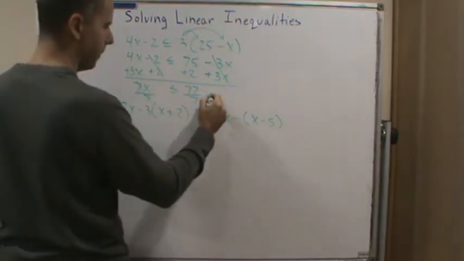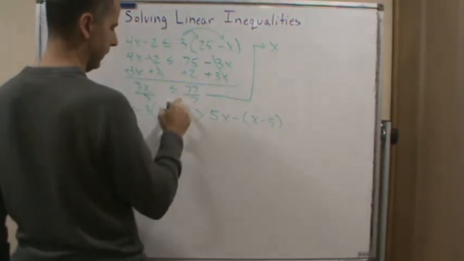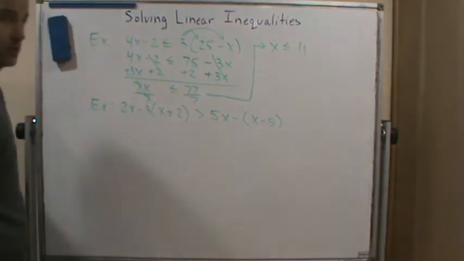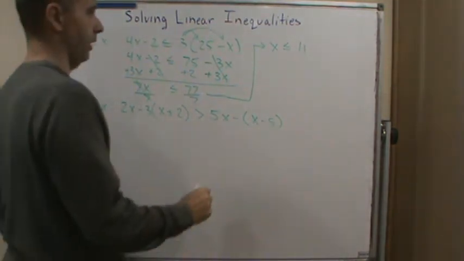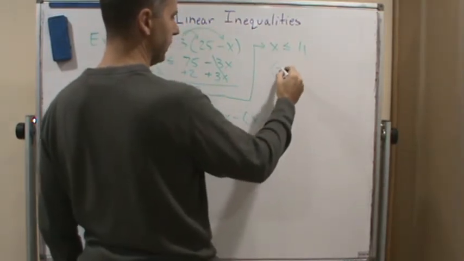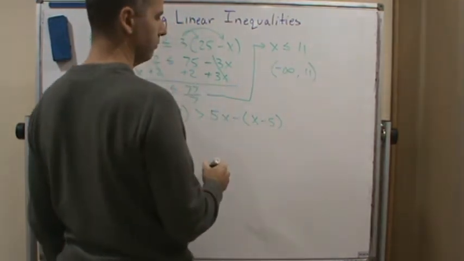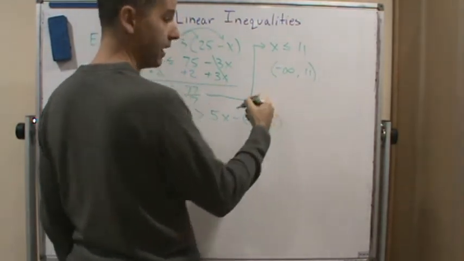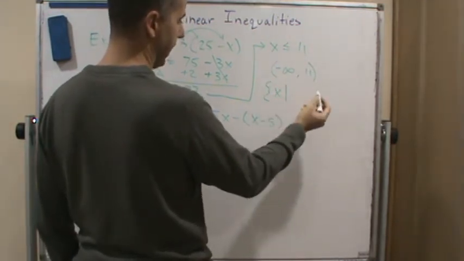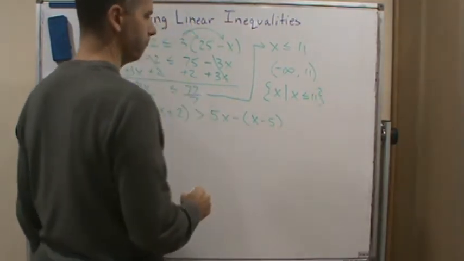what do I get? I get x is less than or equal to 11. And there's my answer. So I know x is less than or equal to 11, so that means my solution is going to be negative infinity to 11 with a bracket. Or if I write it as set builder notation, it's going to be the set of all x such that x is less than or equal to 11.